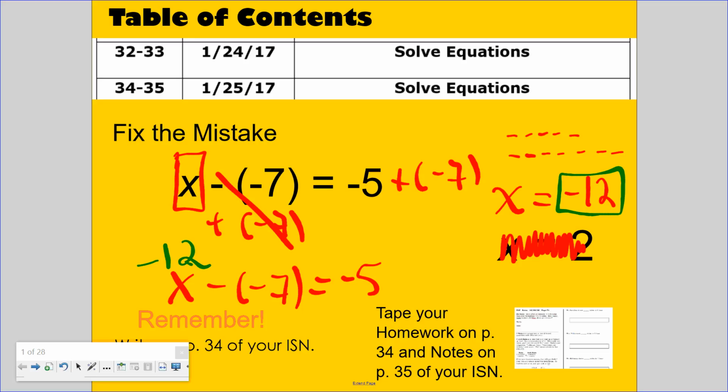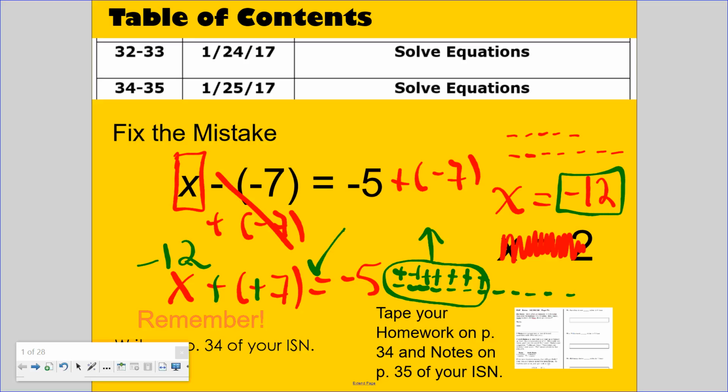What is -12 minus -7? Again, how do we subtract integers? We add the opposite. So you have 12 negatives, 1, 2, 3, 4, 5, 6, 7, 8, 9, 10, 11, 12. You're adding 7 positives. All of these zero pairs out. We're left with -5. Check mark. So x equals -12.